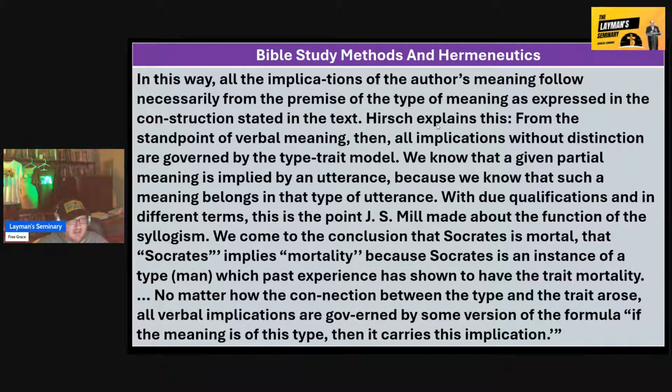With due qualifications and in different terms, this is the point J.S. Mill made about the function of the syllogism. We come to the conclusion that Socrates is mortal, that Socrates implies mortality, because Socrates is an instance of a type, man, which past experience has shown to have the trait mortality. No matter how the connection between the type and the trait arose, all verbal implications are governed by some version of the formula: if the meaning of this type, then it carries this implication. So in other words, if this means this, then this is the implication.